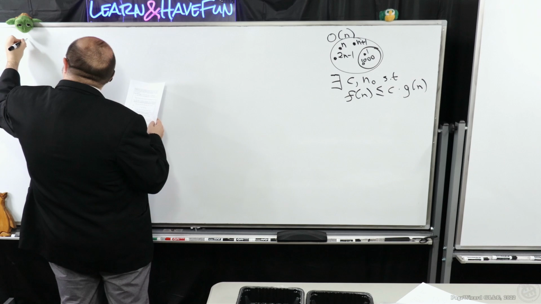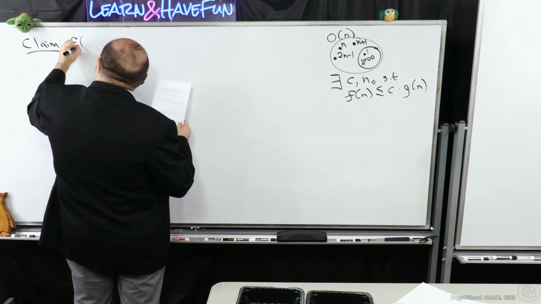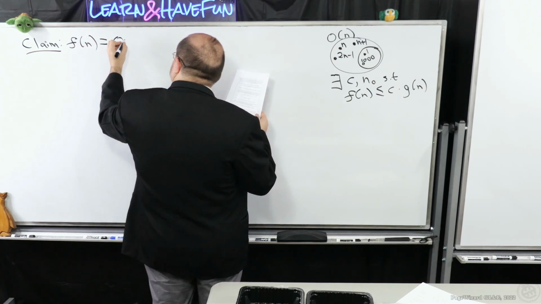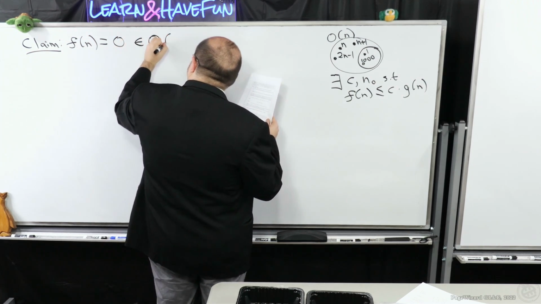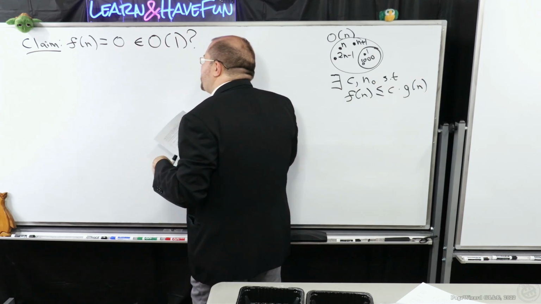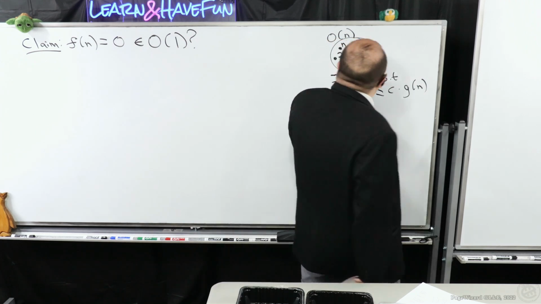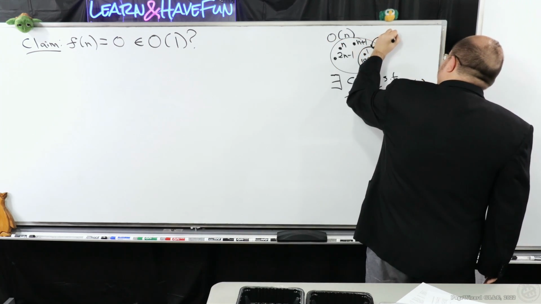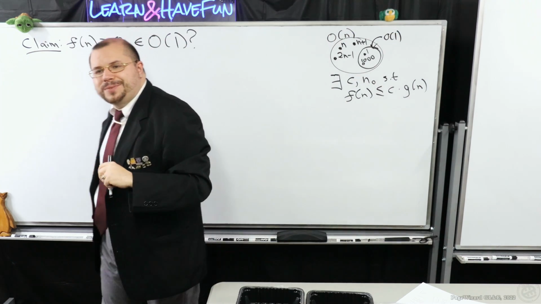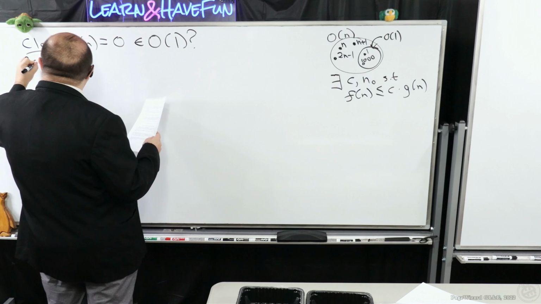But what I want to do is see if I give you a function f, and it spits out 0 always, is that big O of 1? So does 0 belong to this set of complexity functions? Does it belong to big O of 1? So let's prove that using the definition of big O, if that's the case. Let's prove it together using the definition.